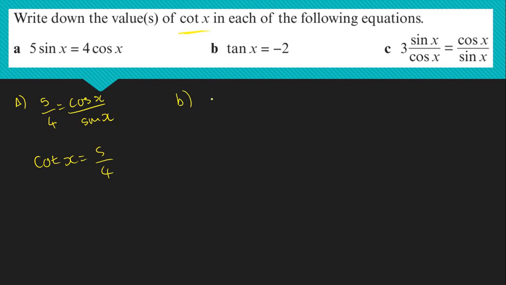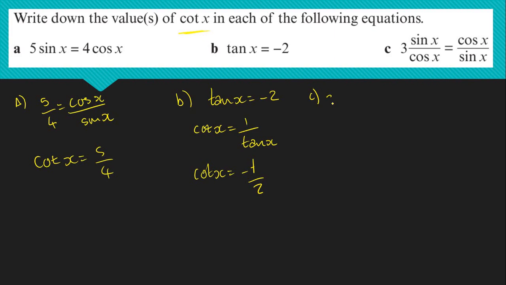For b, you've got tan of x is equal to negative 2. Now, cot of x is equal to 1 over tan of x. And in this case, if tan of x is equal to negative 2, then cot of x is equal to negative 1/2. And for c, we've got sine and cos.